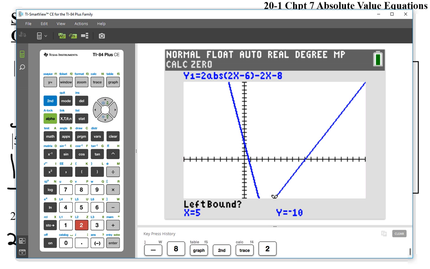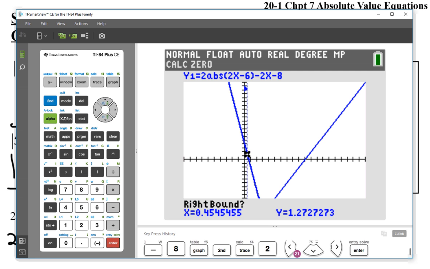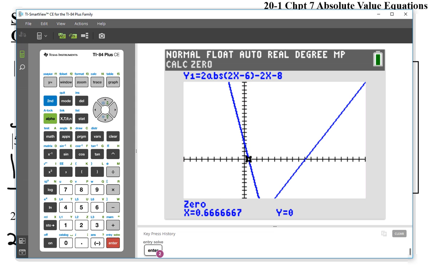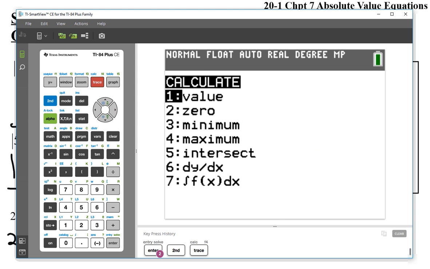Second trace, choose the zero, scroll. I'm going to do the left intersection first. From there, I hit enter, go to the right side, hit enter, and hit enter one more time. We get a value of x equals 0.66667, which is the same as 2/3. There's one answer, 2/3.